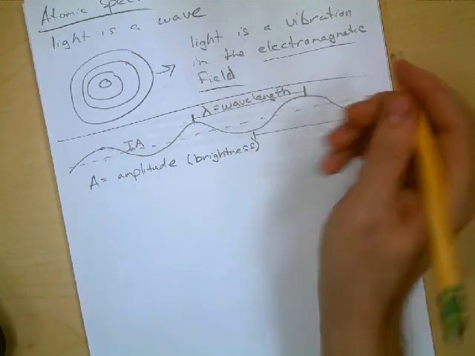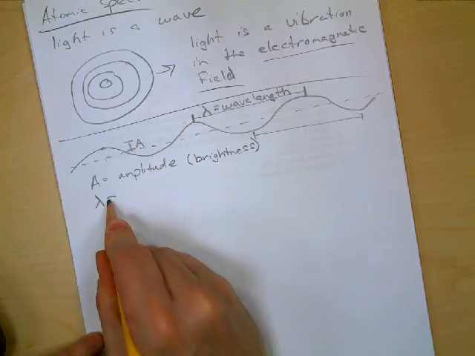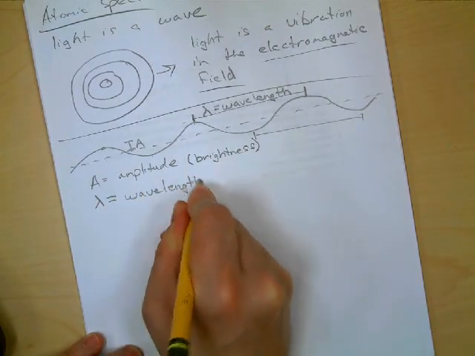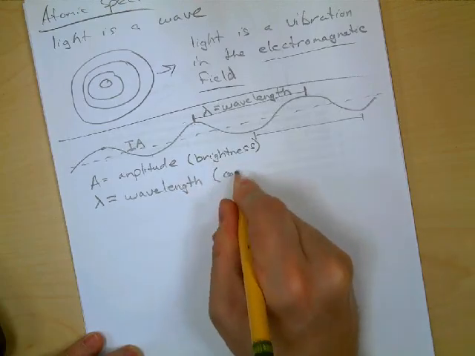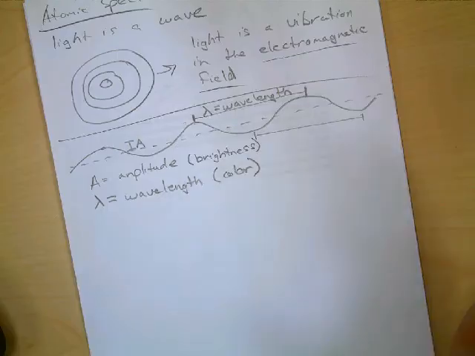Now, why do chemists want to talk about the wavelength? What does it mean? Let's give you a practical way to apply the wavelength. The wavelength you can think of as the color. How does that work? It works like this.